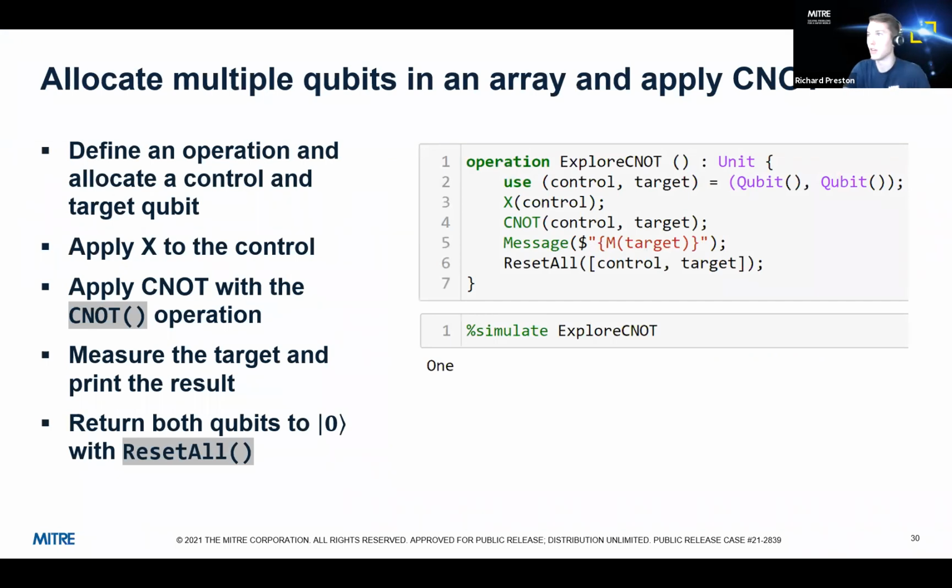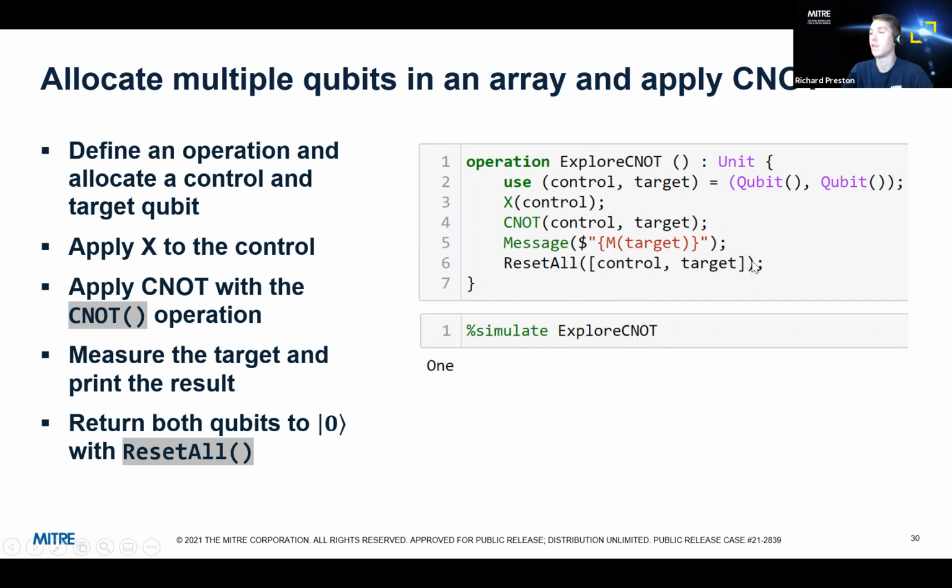All right, so go back to your browsers, and we're going to explore CNOT. Define a new operation, and then we're going to use the syntax that I showed earlier to allocate 2 qubits. You could do this on 2 lines if you wanted to, but this is just a concise way to allocate 2 qubits. You can call them whatever you want. Here, I'm calling them control and target, and then apply X to the control. So the control is a 1, and then apply CNOT with the control as the control and target as the target, and then see what we get on the target. Well, what do you guys expect? I expect it's a 1, right? Because if the control is a 1, we expect to flip the target as well.